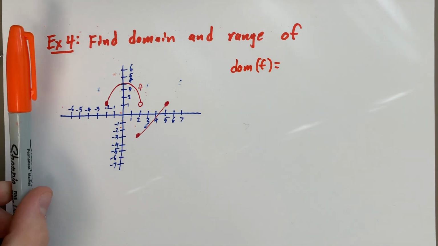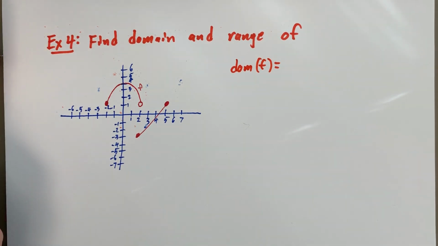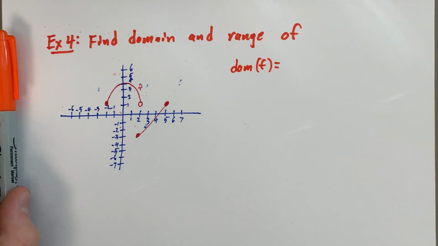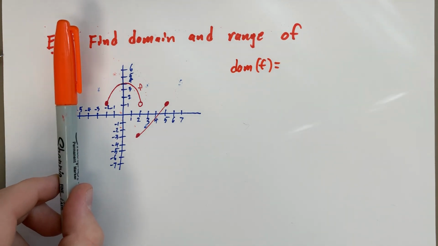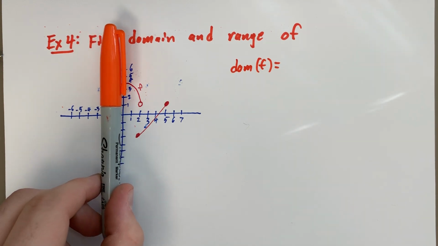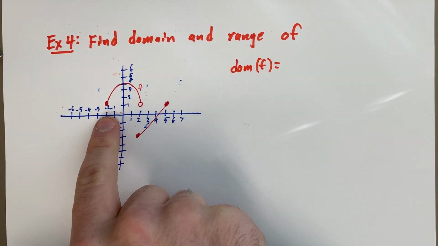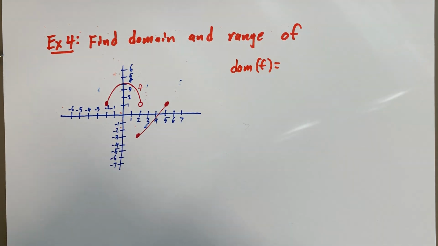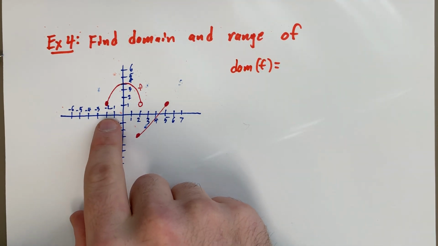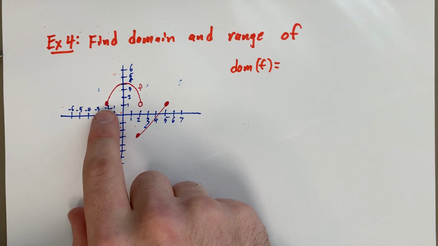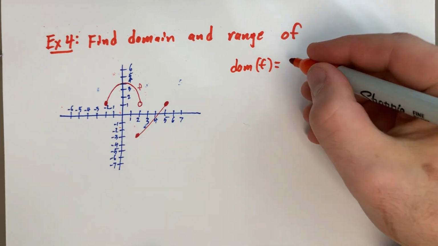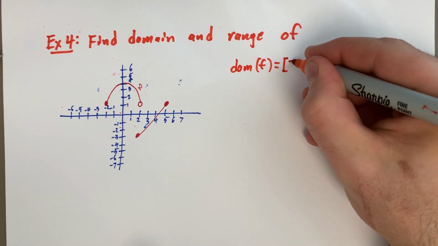So I'm scanning from left to right, starting as far to the left as I possibly can, i.e. -infinity, and asking myself, am I touching the graph? No, no, no. Where do I start touching the graph? I start touching the graph at -2, and there's a closed dot there, so that means if I plug in x equal to -2, I get a y value of 1. So it is defined there. So we start our domain at -2.